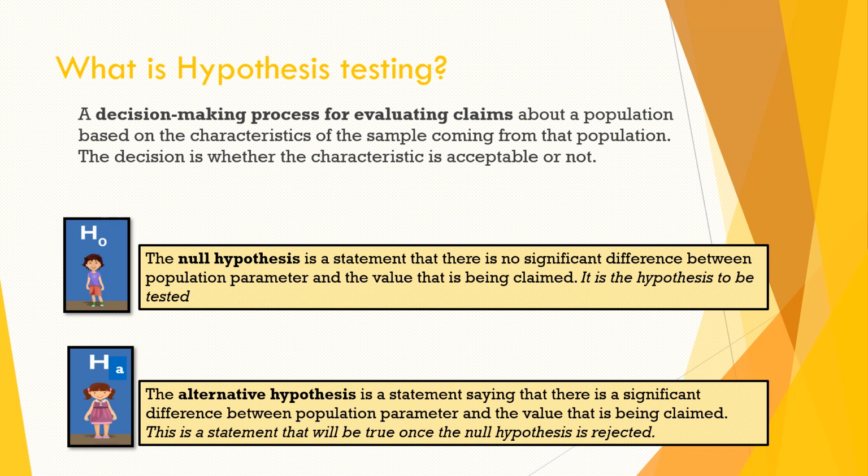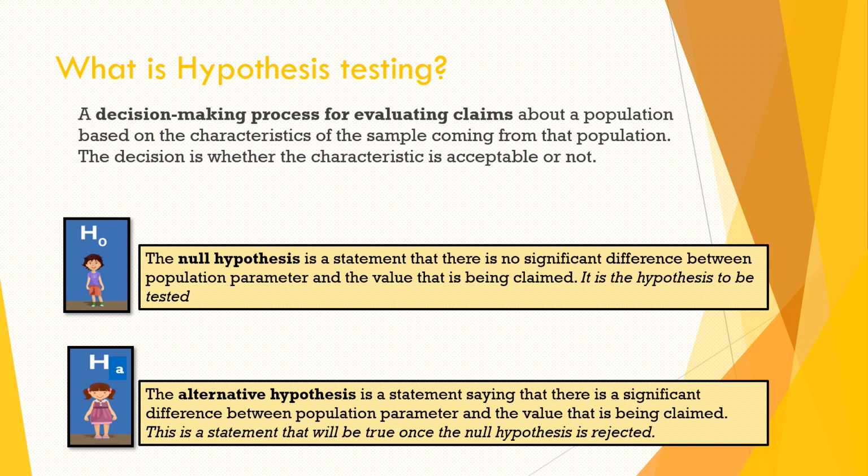Alternative hypothesis is our second type of hypothesis. So, sabi dyan, it is a statement saying that there is a significant difference between population parameter and the value that is being claimed. Kung mapapansin nyo, based on the definition of null and alternative hypothesis, they are two opposing hypotheses. Si alternative hypothesis kasi, magiging true lang siya. So, this statement will be true once the null hypothesis is rejected.